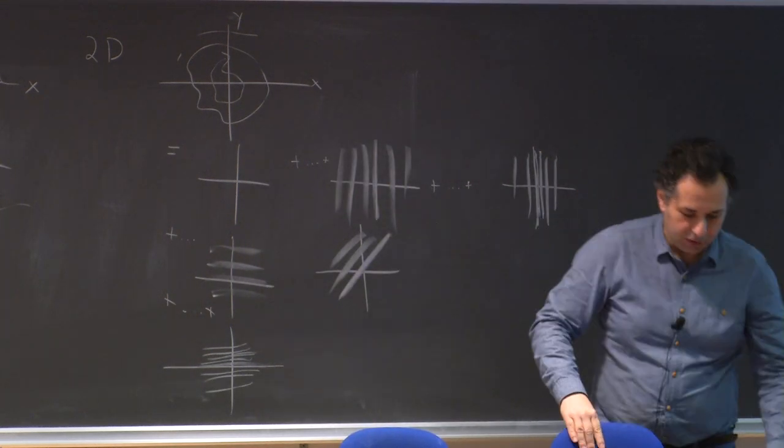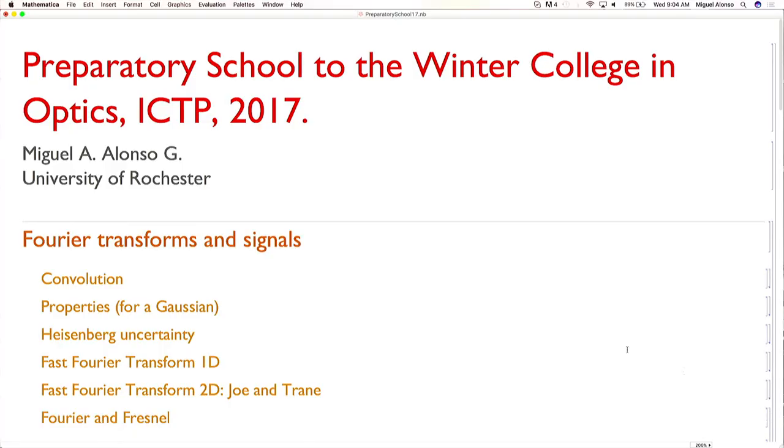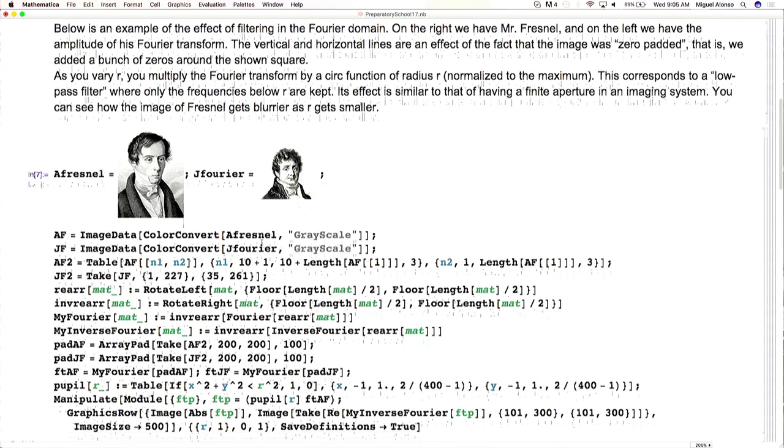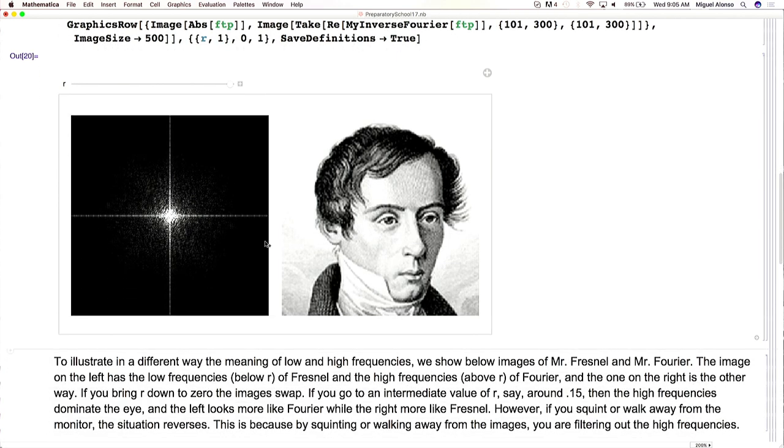So to illustrate that, let me use this mathematical notebook. These two gentlemen here are Augustin Fresnel, the guy who first proposed rigorously the mathematics of wave propagation, of light as a wave, and this is Mr. Fourier. And let me take Mr. Fresnel, and here what I'm showing is, on the right is Fresnel, on the left is the Fourier transform of Fresnel.